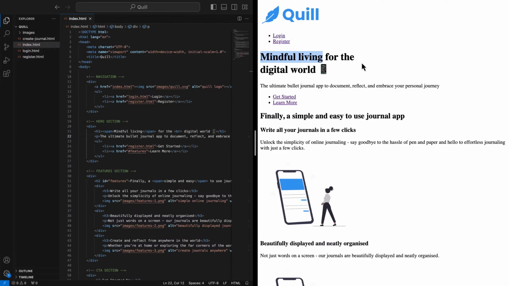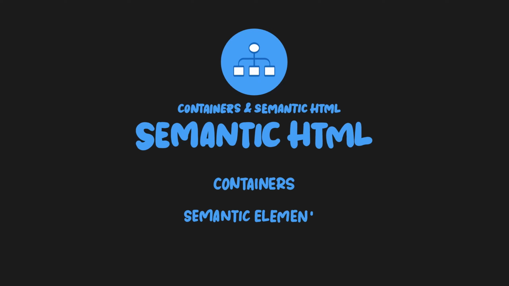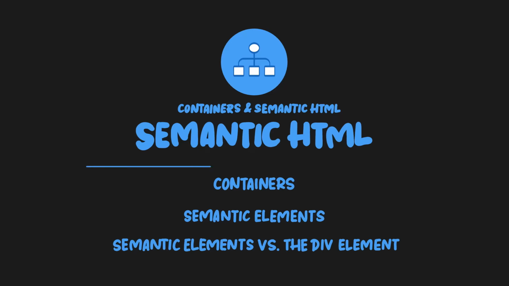Finally, we'll learn how to improve clarity and accessibility of web content by using semantic HTML. We'll be talking about containers, semantic elements, and the difference between semantic elements and the div element.